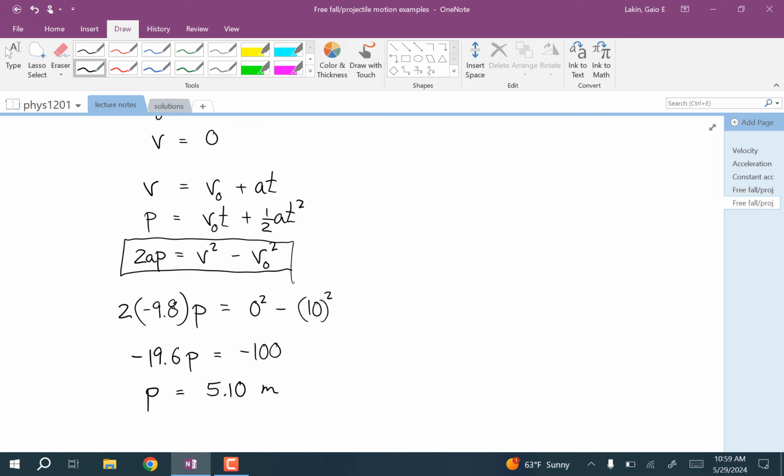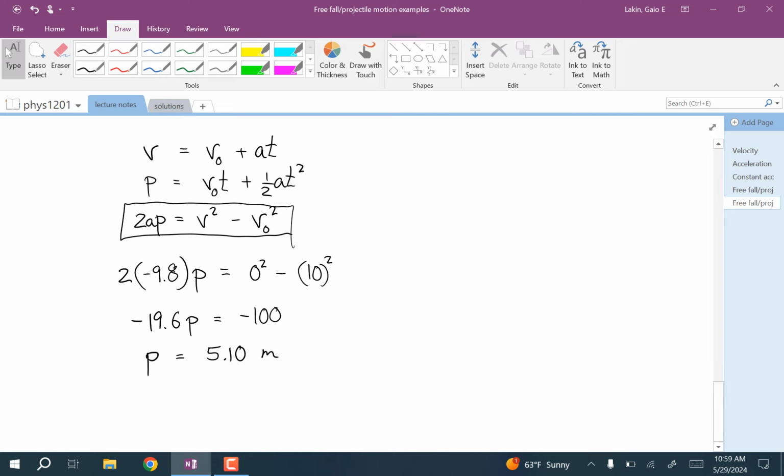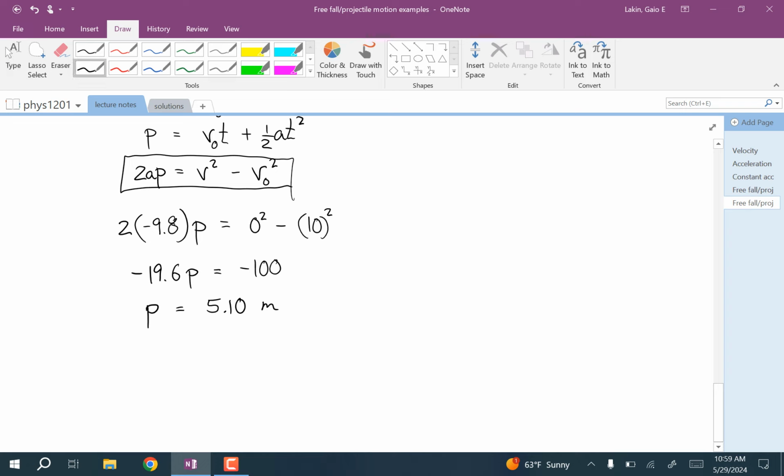Okay, well, it doesn't ask how much higher the ball goes. It asks how high the ball is, which implies above the ground. So now you also have to think, okay, our 0 is where it was released from, but that was already 3 meters high. And so the height of the highest point is 5.1 plus the starting 3, and so the height is 8.1 meters.